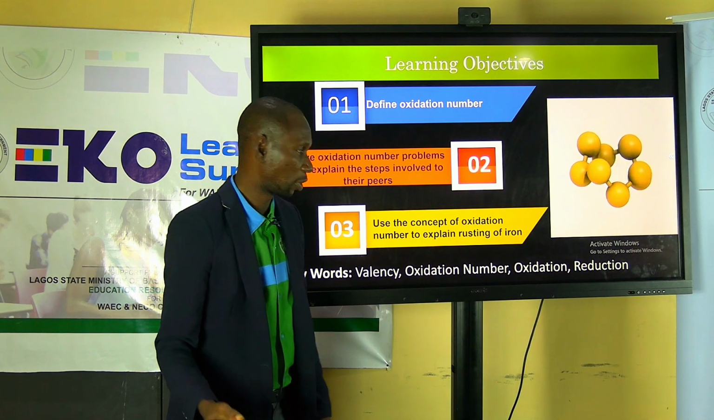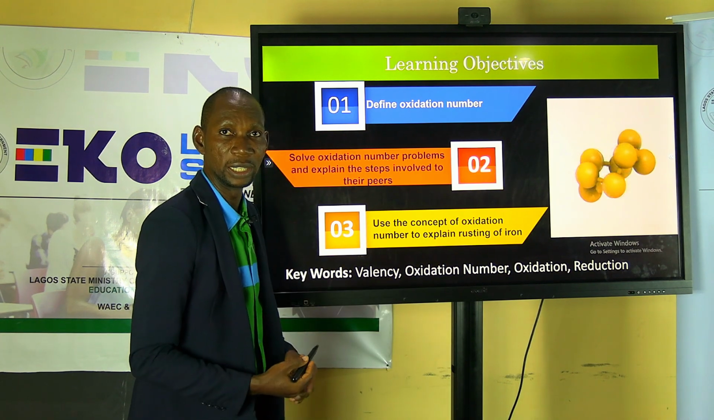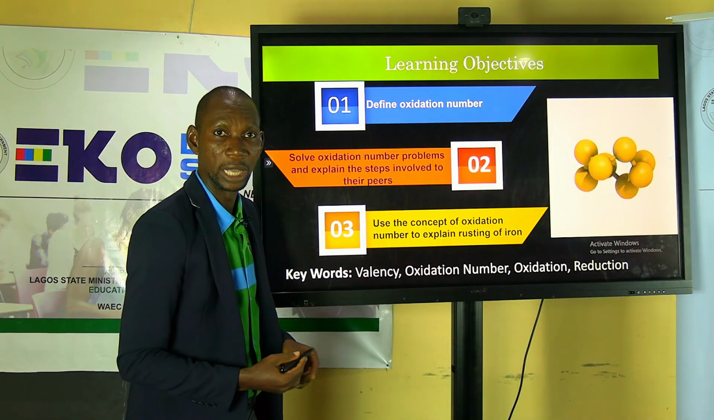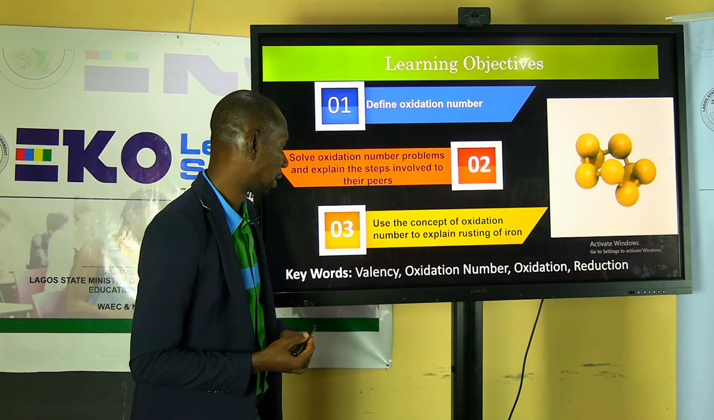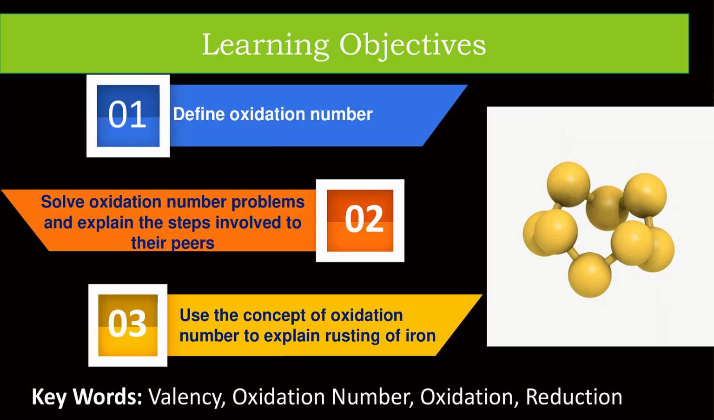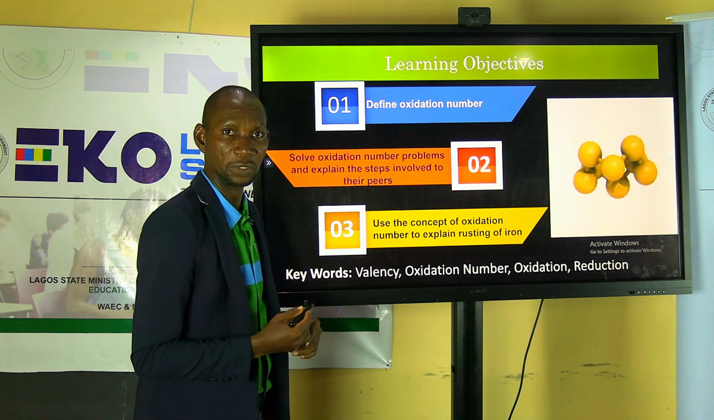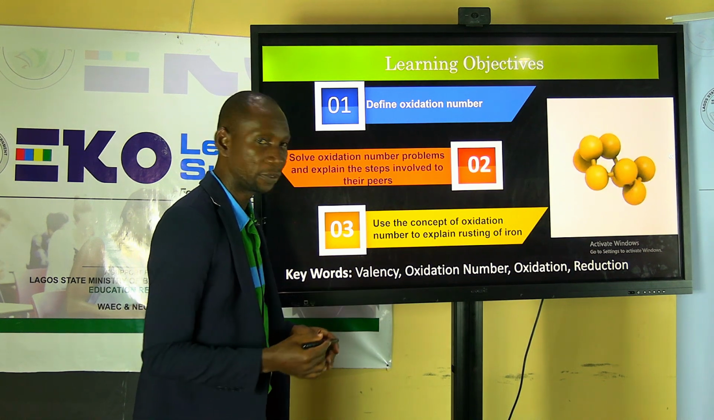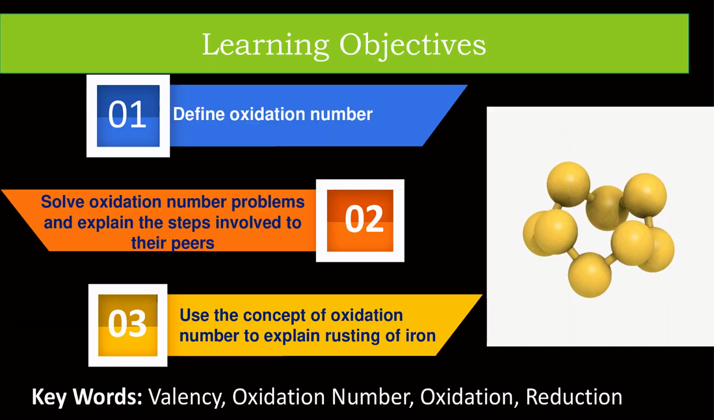To guide our instruction, we are going to be using these keywords. Please write them down and find their meanings. Valency, you may want to watch our previous video on valency to learn more about this. Oxidation number, which is the charge on an atom. Oxidation is the process of loss of electron. Reduction is the process of gain of electron.